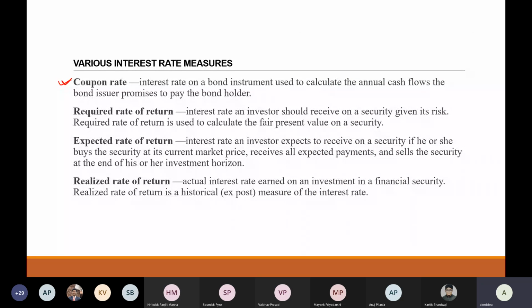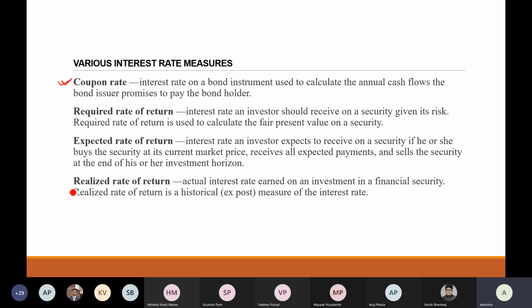Required rate of return is how much return an investor is expecting from their investment, like the 8% we talked about. Many times, expected rate of return and required rate of return are both assumed to be the same. Why? Because if investors have no heterogeneity among their expectations, then required rate of return and expected rate of return are going to be the same.